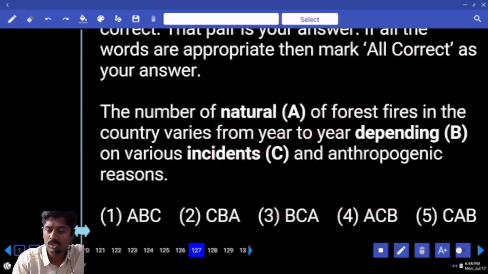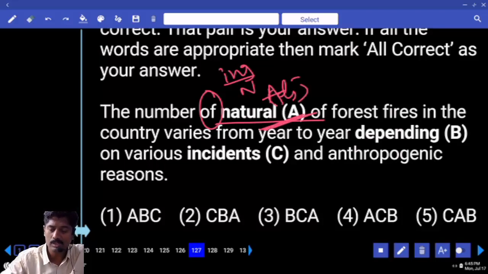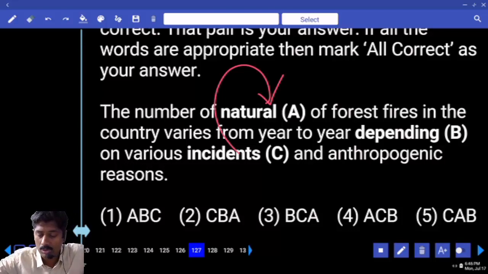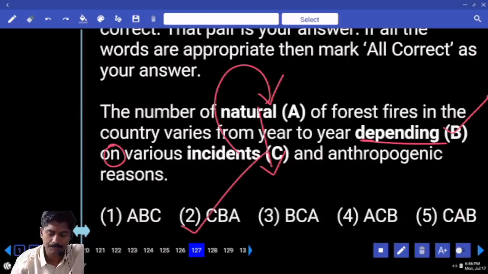The number of natural of wrong. See, after a preposition I require ing or noun. Natural is not ing, not noun, it is adjective. This is wrong. Answer is in the A change. A change means 2, 3, 5. The number of incidents of forest fires in the country varies from year to year depending on the various natural and anthropogenic reasons. Depending as it is, we can take because after depend we can take on. So C, B, A, second option.